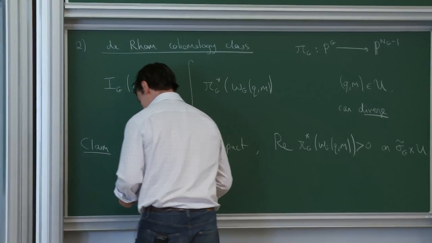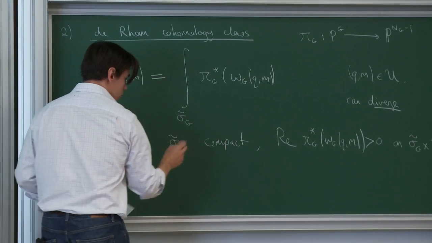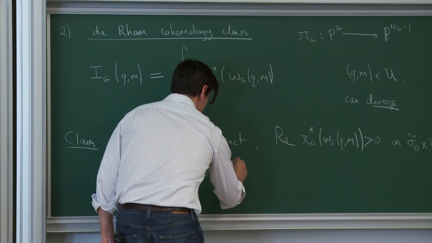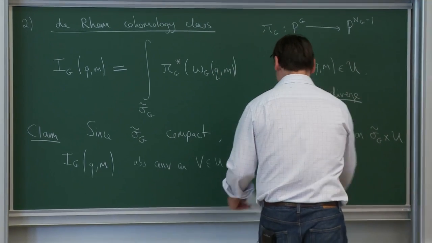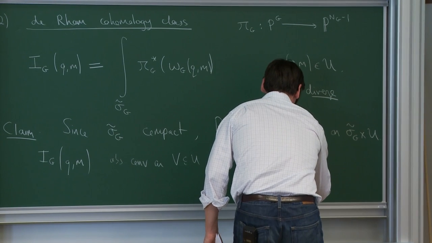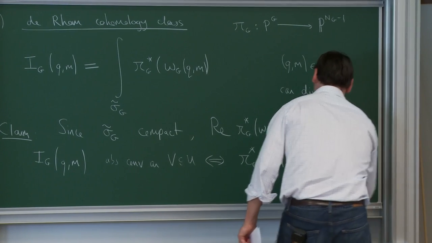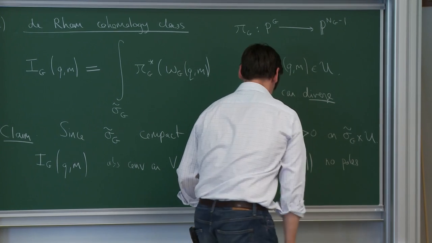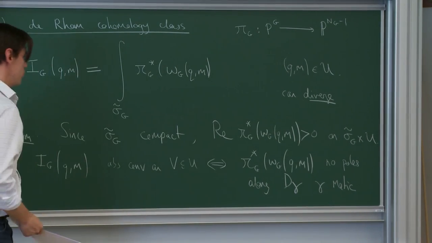Okay, thank you for that. That slipped my attention. So, maybe on some slightly smaller domain, let's call it V, the integral is absolutely convergent if and only if pi_G upper star omega_G,Q,M has no poles along D_gamma, where gamma is motic. So perhaps we need to shrink the domain a little bit.